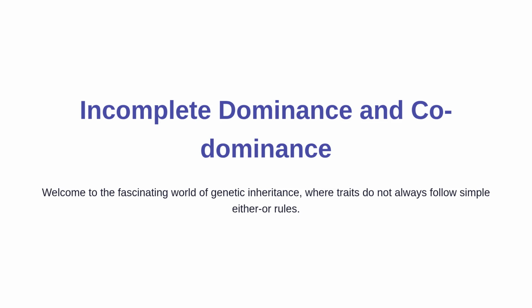Welcome to this lecture on the fundamentals of genetics. Today, we are going to explore two fascinating phenomena that challenge the classic rules of inheritance: incomplete dominance and codominance. If you have ever wondered why a red and white flower can produce pink offspring, or how human blood types are inherited, you are in the right place. Let us dive in and uncover the beautiful complexity of genetic expression.